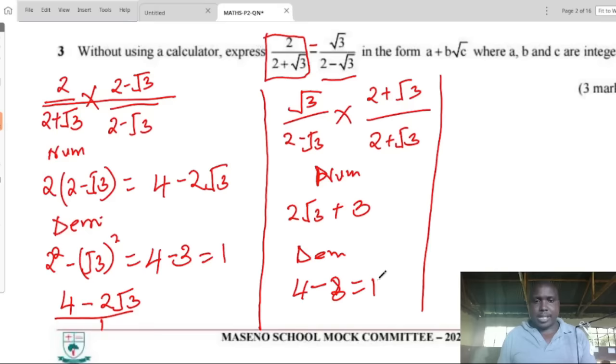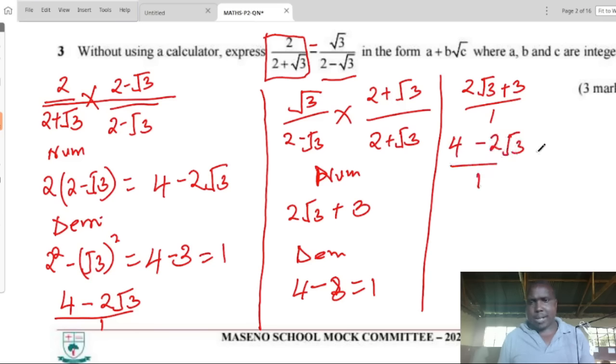Okay, now let us combine. The second part will be 6 root 3 plus 3 divided by 1. We are done. Now let us combine with the first part, that is 4 minus 2 root 3 over 1 minus, you open a bracket. It is always for you to know, even if there was no bracket here, when you are subtracting, this one is going to affect the signs in the second one. Always be aware of that.